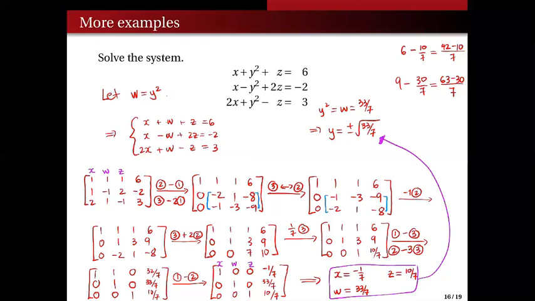So what does this mean? Your solutions will be x equals negative 1 over 7, y equals positive square root of 33 over 7, z equals 10 over 7, and x equals negative 1 over 7, y equals negative square root of 33 over 7, z equals 10 over 7. Meaning, you have two sets of solutions.